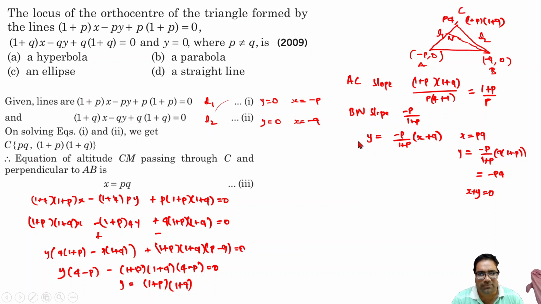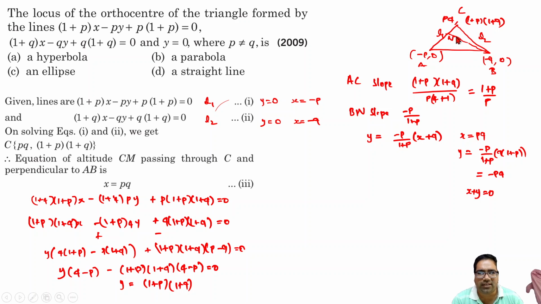Right. So what does that mean? If you simplify this, y equals minus p by (1 plus p) into (x minus pq), right? So we are solving these two equations, this equation and this equation. This equation, CN, is anyway x equals pq. So we are trying to find what exactly is y, the meeting point of this line and this line.